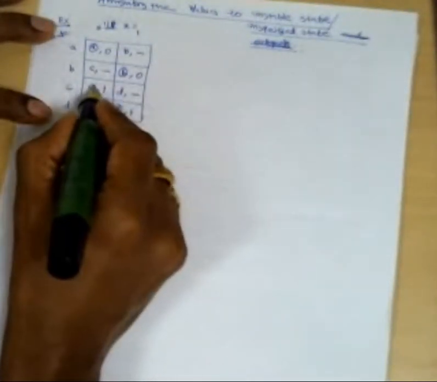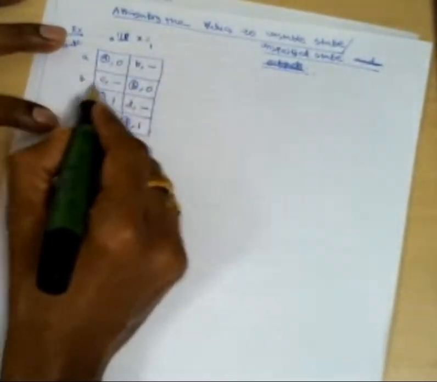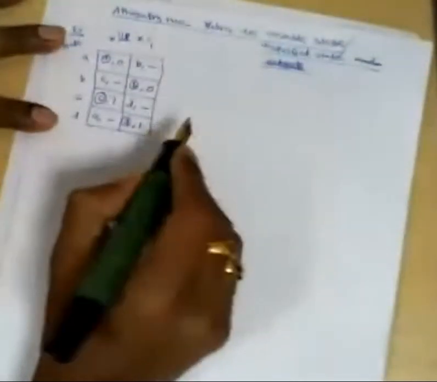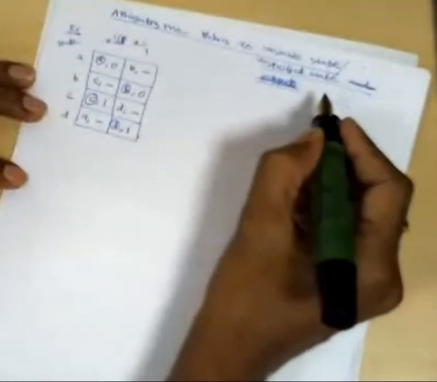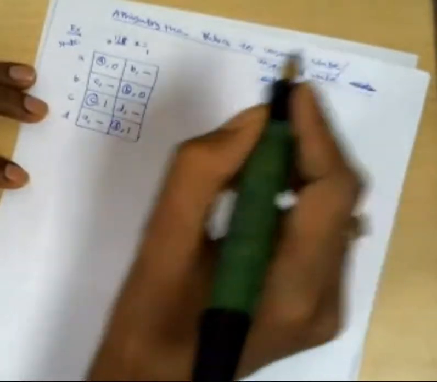So what are the stable states? A is a stable state, so circle it. B is a stable state, circle it. C is a stable state. D is a stable state now, right? So this is the given state table. We need to understand this one first. I'm not including the output; I will explain that later. You look at this state table.